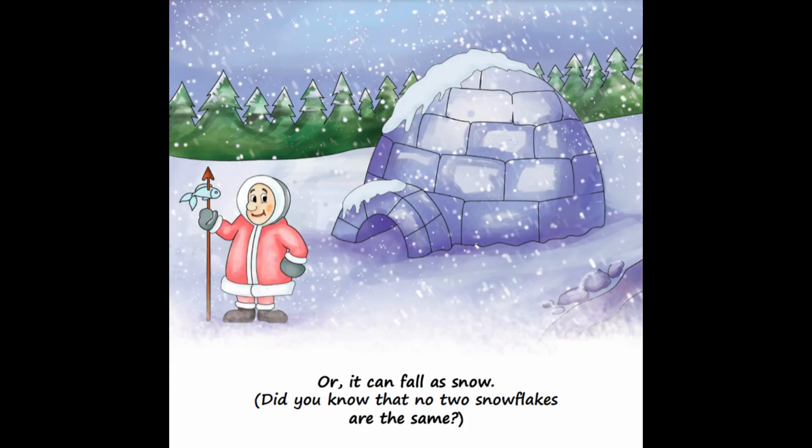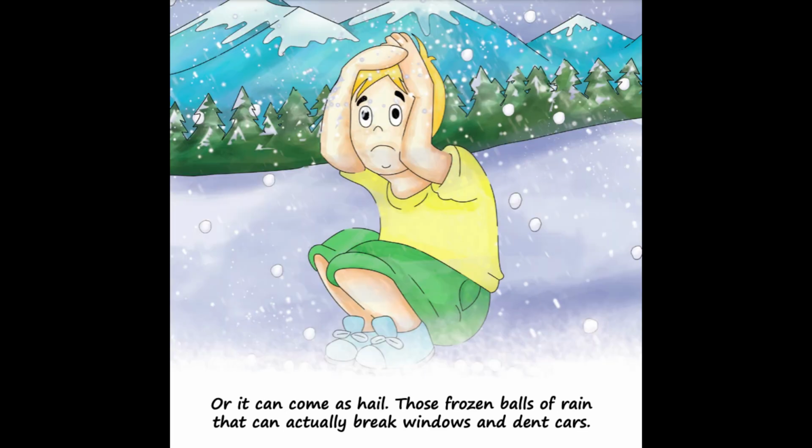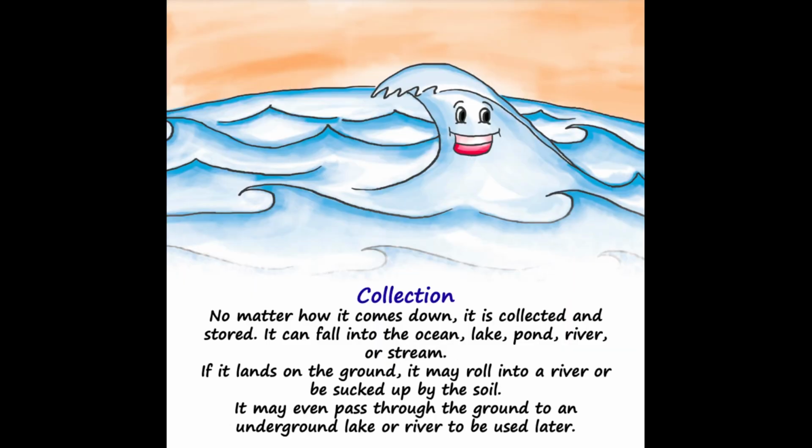Did you know that no 2 snowflakes are the same? It can return as sleet, which is like rain that has almost frozen. Or it can come as hail, those frozen balls of rain that can actually break windows and dent cars.